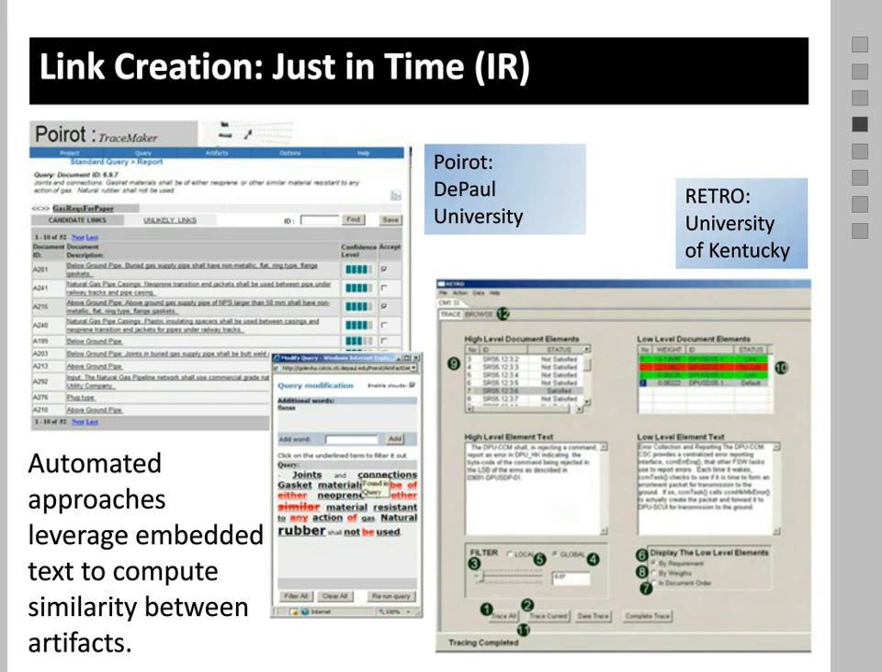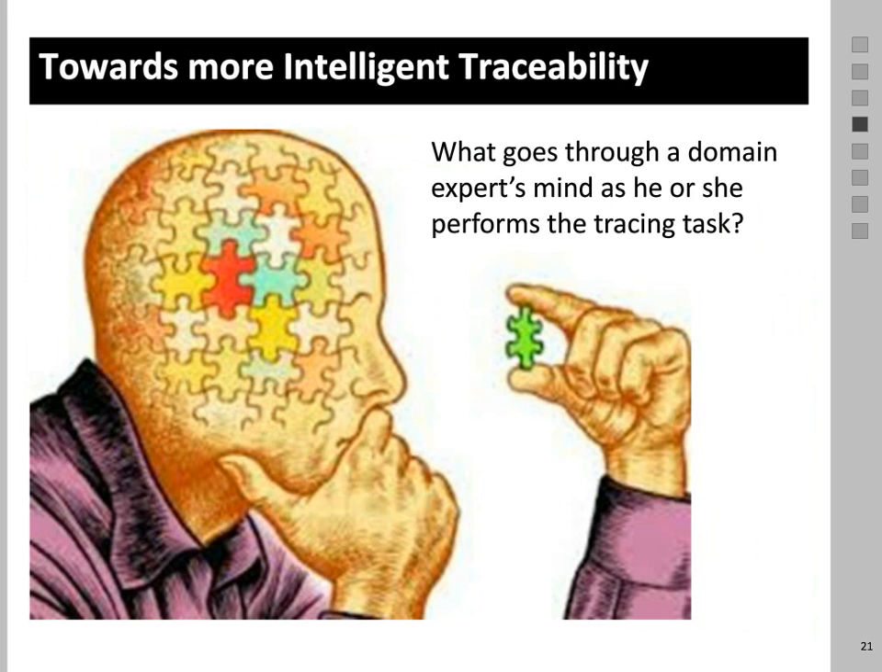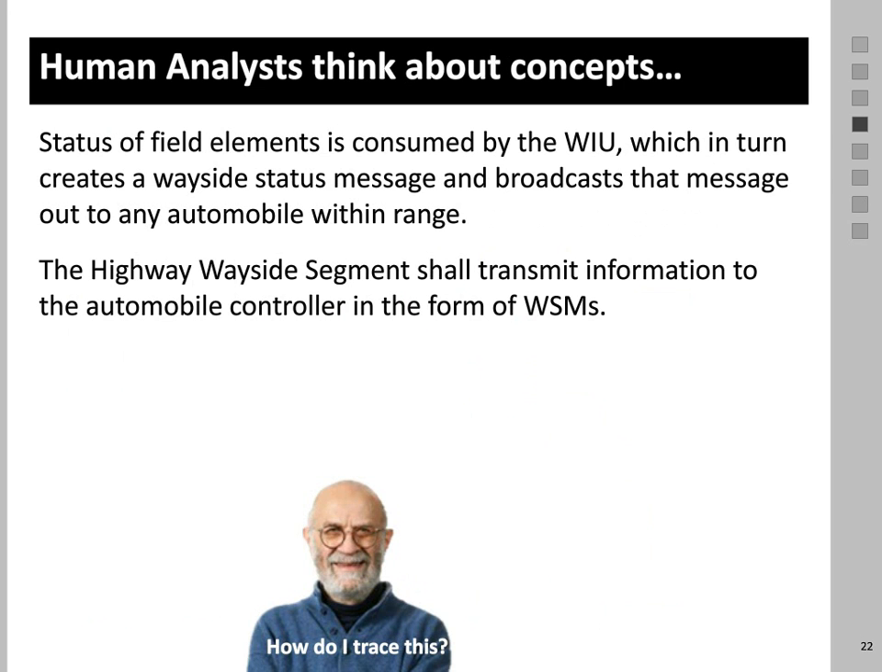So I want to talk a little bit about some of the cutting edge work that's going on in this area. And we're working on a project that's moving towards more intelligent traceability. And the question here that we asked a few years ago is, what goes through a domain expert's mind as she performs the tracing task? So we know humans can look at two artifacts, use their domain knowledge, and determine whether those two things are linked or not. So we're moving this work in information retrieval into this kind of higher level.